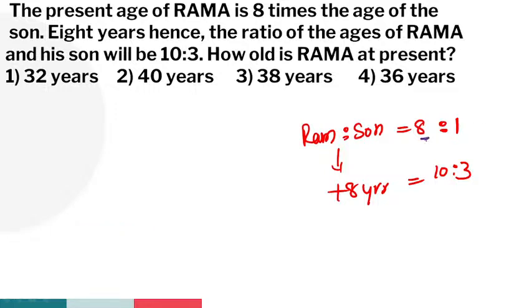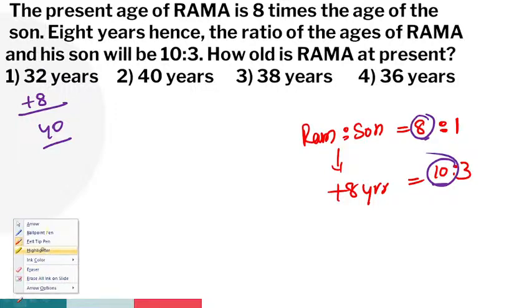The present Rama is how many parts? 8 parts. So after 8 years, Rama is how many parts? 10 parts. What is the first option? 32. 32 is a multiple of 8. After how many years? 8 years. 32 plus 8 is 40, and 40 is a multiple of 10. That's why the first option is the right answer, guys. 32 years is the right answer. Clear, all of you?